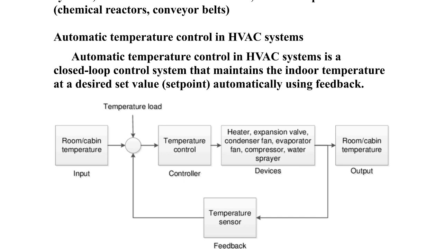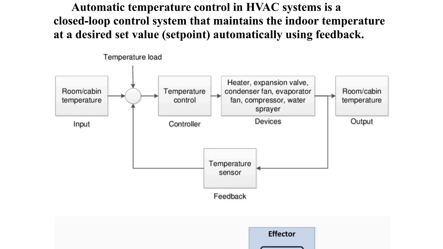Now see here that automatic temperature control in the HVAC system is a closed loop control system. It maintains the indoor temperature at the desired set value automatically using feedback. The first thing is the room cabin temperature that we are setting as the reference input. The next thing is the temperature controller, and the devices we have are heater, expansion valve, condenser fan, and so on. And the output is room and cabin temperature.